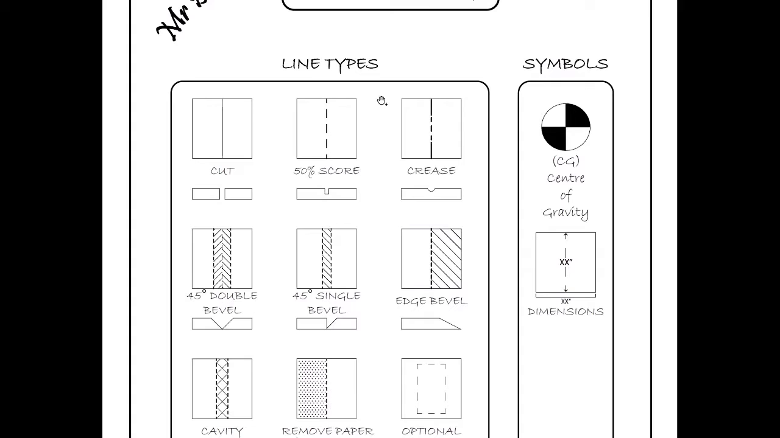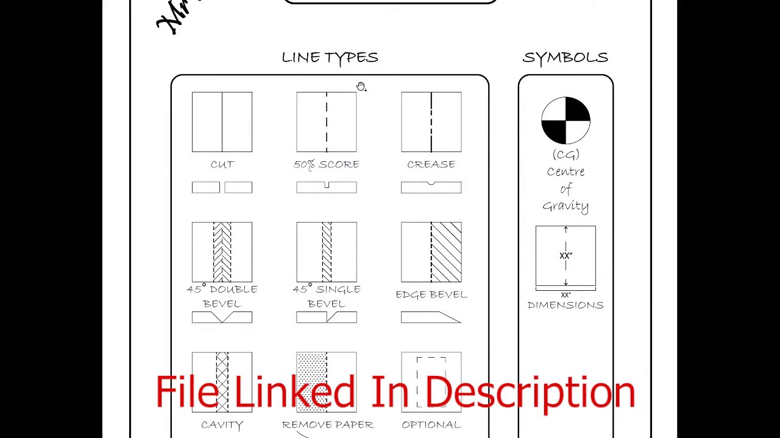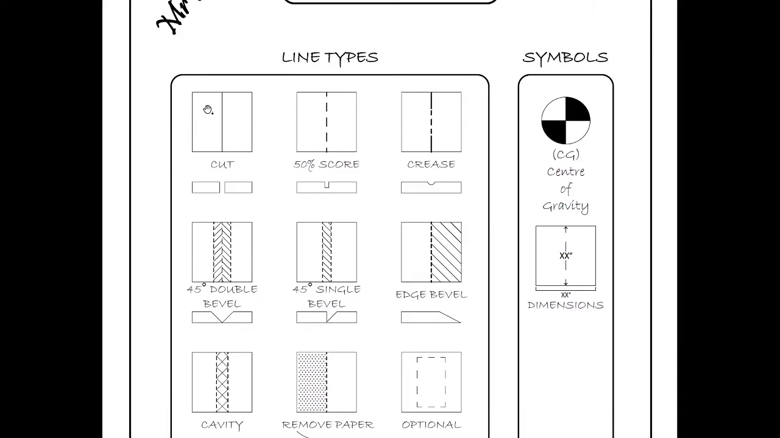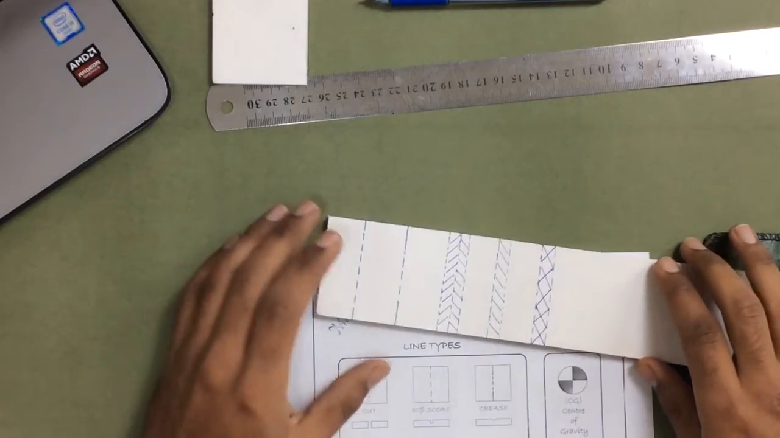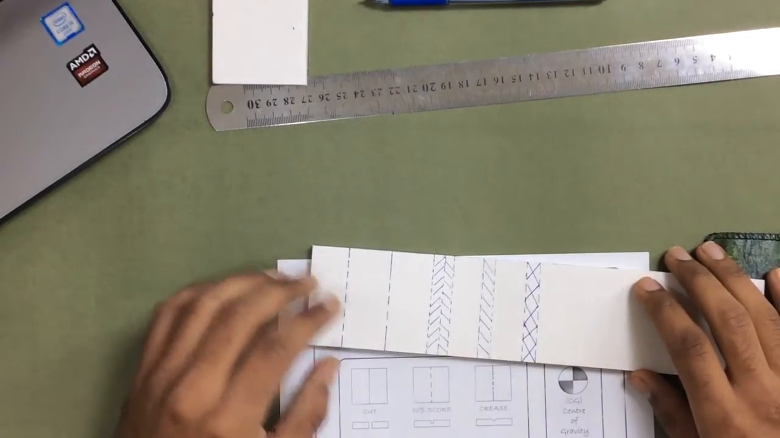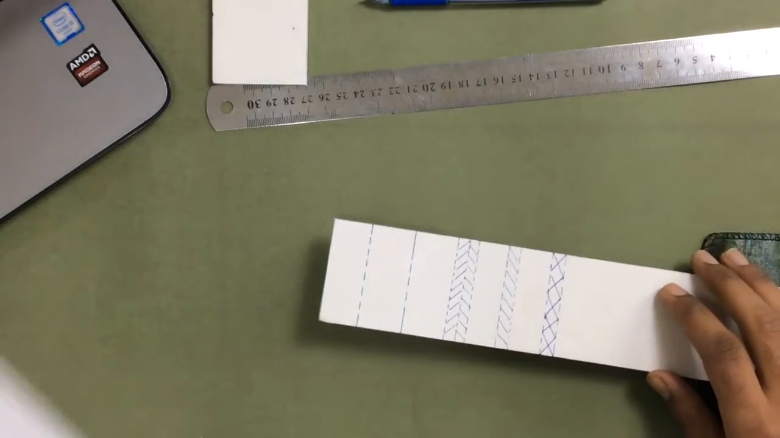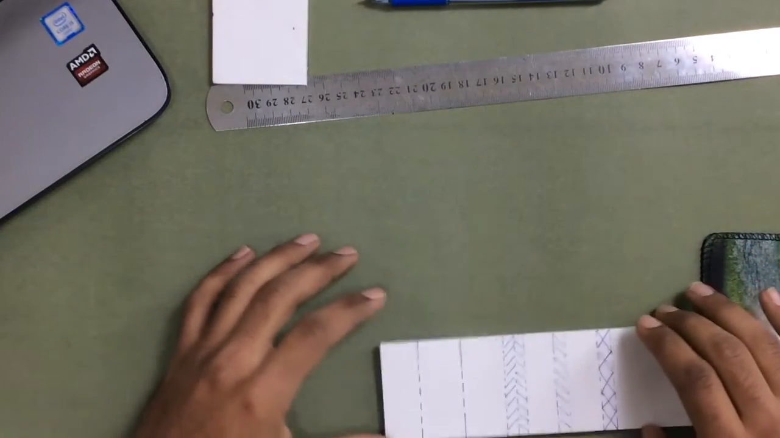So this is our drawing key, and there are different line types in here, and the foam board is represented in there. So the first one is a simple cut. If you've got a straight line and there is nothing special in that, like the other lines are different, it means you have to cut the foam board. Actually, I've marked all of these different line representations on this foam board, so it will help you out.